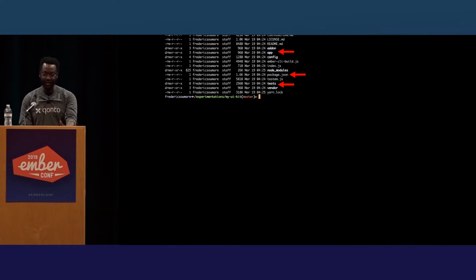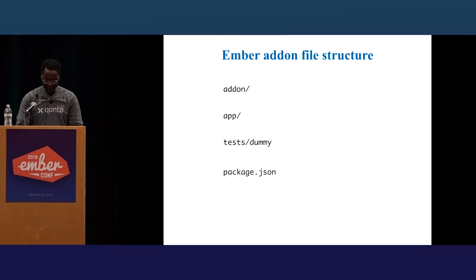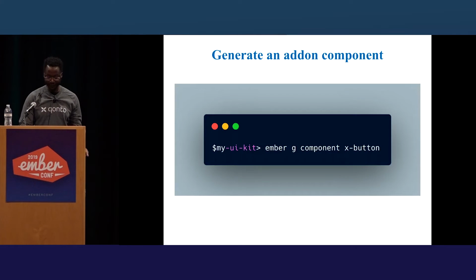So this is the structure, the file layout of an add-on. I'm going to talk about not everything, but mainly the addon folder, the app folder, and test dummy. The name is confusing, but test dummy is actually a whole Ember app. Every time you build a new add-on, there is an Ember app embedded inside that lives inside test dummy. It's mainly used for tests and documentation. So we have an add-on now. Let's add new components in it.